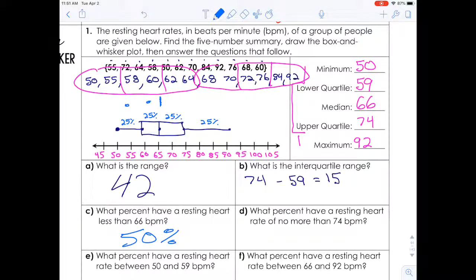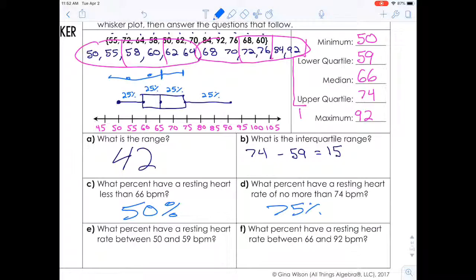What percent of a resting heart rate of no more than 74? You may pause the video here and see if anyone can get it. Okay, no more than 74. Well, here's 74, and it can't be any more, so that's everything less. How many 25% is that? That would be 75%. What percent have a resting heart rate of 50 to 59?